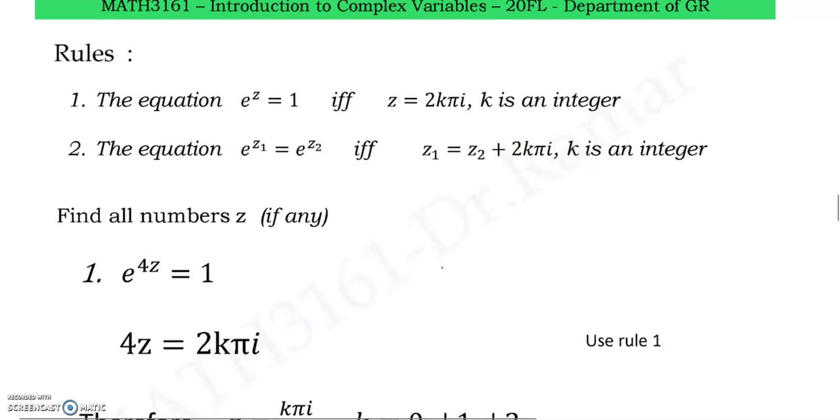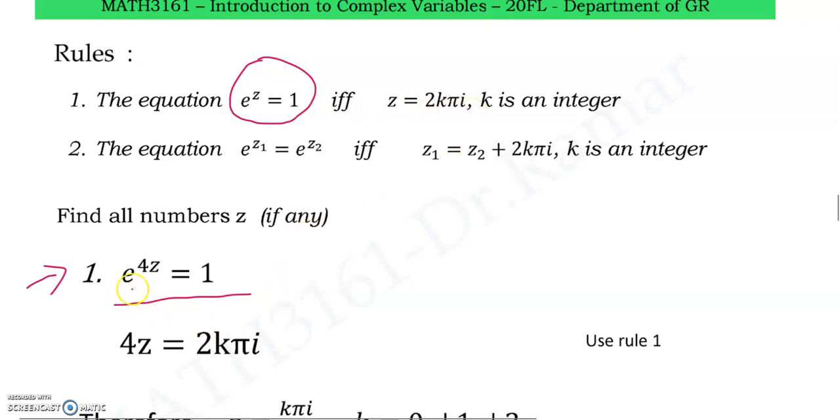Now see here, find all numbers z in the given question. Now we have to find the value of z. Now you see here what is given: e to the power 4z is equal to 1. Now, of the above two rules, which is suitable to apply in question number 1? We can select rule number 1, that is e to the power z is equal to 1 if and only if z equals 2k pi i.